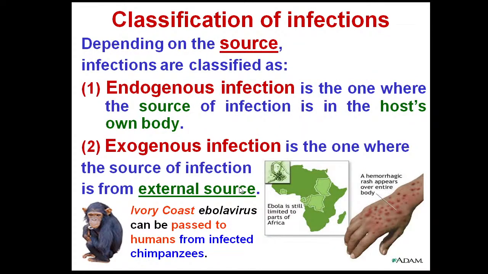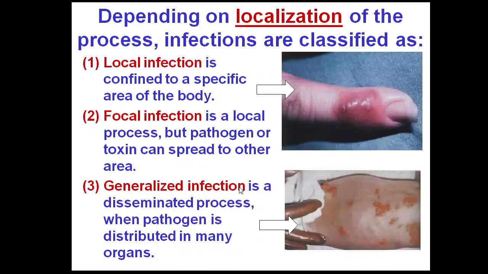Then infections may be classified depending on the source. So it can be endogenous infection from the host's own body, or exogenous from an external source. The external are most common, of course.